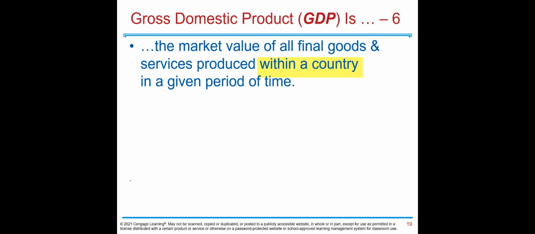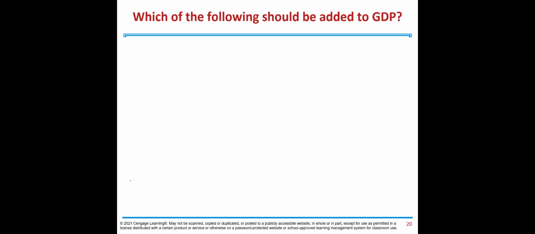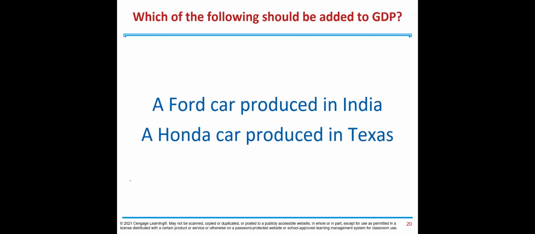The market value of all final goods and services produced, this time within a country, is highlighted, in a given period of time. GDP measures the value of production that occurs within a country's borders, whether done by its own citizens or by foreigners located there. Let's see one example. Which of the following should be added to GDP? A Ford car produced in India, a Honda car produced in Texas.